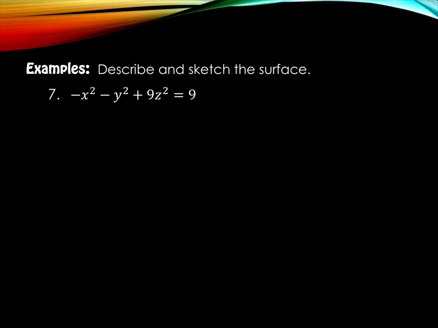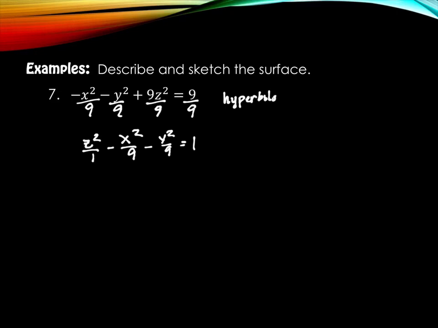Divide by 9. Okay, so we're going to divide everything by 9, and I'm going to put the positive term at the beginning because that's kind of how they show up in their equations. So this should say z squared over 1 minus x squared over 9 minus y squared over 9 equals 1. Okay, so just like you mentioned, it is a hyperboloid of 2 sheets.